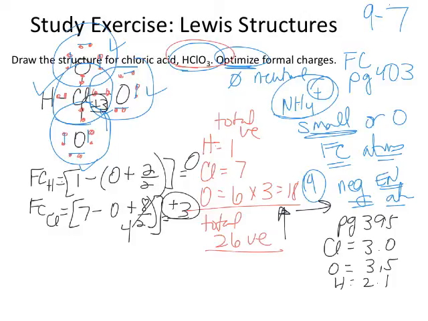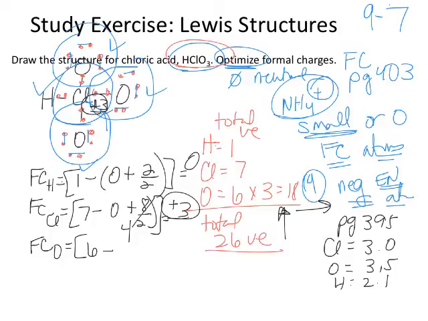Plus 3. You kind of write it in there like that. And then the formal charge here for oxygen is 6, it's in group 6, minus how many lone pairs? And all these oxygens are equal because they're all bonded the same. They have 3 lone pairs and a single bond. So we only have to do this one time.